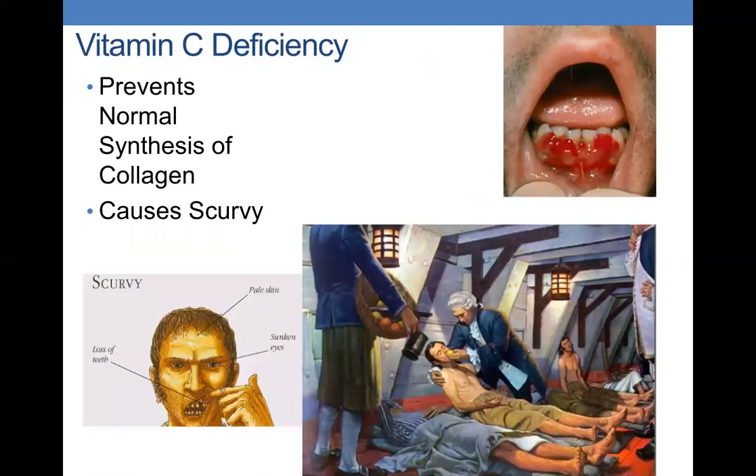Scurvy. So when you have vitamin C deficiency, you cannot synthesize collagen. So bones, teeth, vessels, tendons, ligaments, any of that stuff. And some of the symptoms include fatigue, hemorrhages, which is bleeding, gums and joint bleeding, impaired wound healing, bone pain, fractures, diarrhea, depression, and this can even be fatal if untreated. So during the times of these long sea voyages, many sailors died at sea specifically from scurvy.